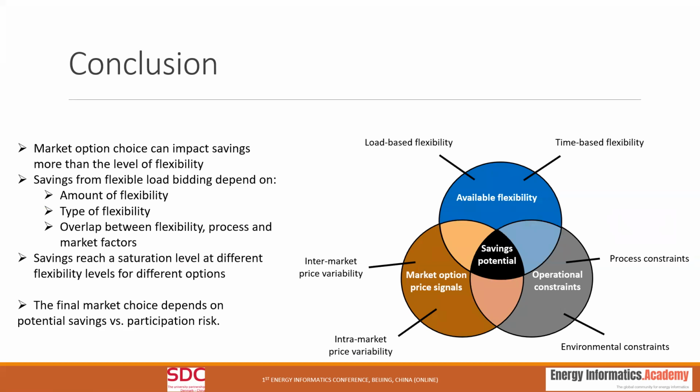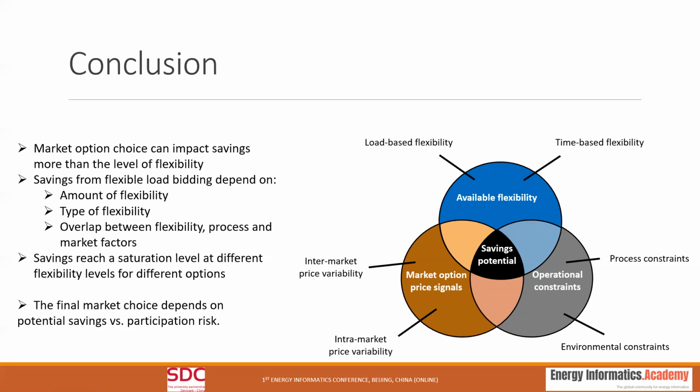So to round this off, a first point I want to bring home is that the right choice of market option can impact savings more than the actual level of flexibility you have. However, flexibility impacts savings in different ways. So the amount of flexibility, of course, but also the type of flexibility. We've seen that different scenarios react differently to increases in flexibility. And very importantly, having available flexibility is good, but if there's no overlap with favorable market prices, then your savings will be relatively minor.